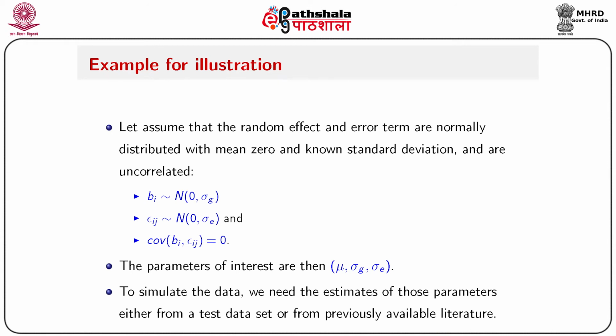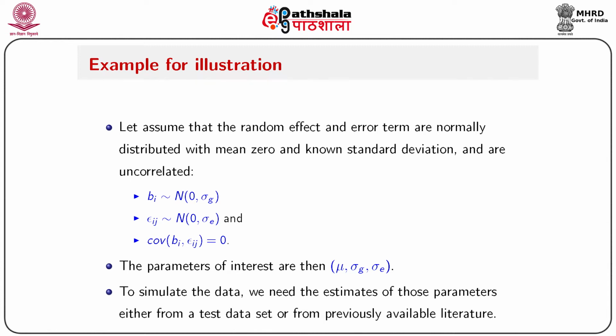Now assume that the random effect and error terms are normally distributed with mean 0 and known standard deviation and are uncorrelated. That is, Bi follows normal(0, sigma g), epsilon ij follows normal(0, sigma e), and the covariance of Bi and epsilon ij equals 0. The parameters of interest are mu, sigma g and sigma e.